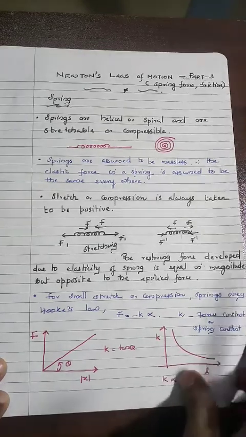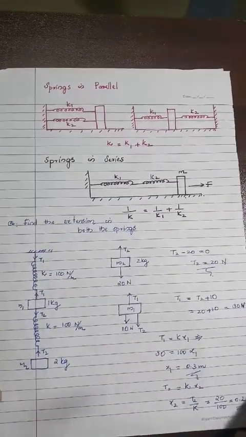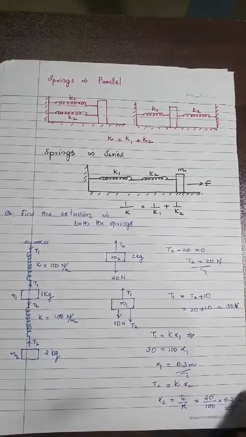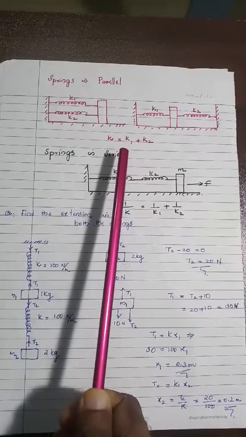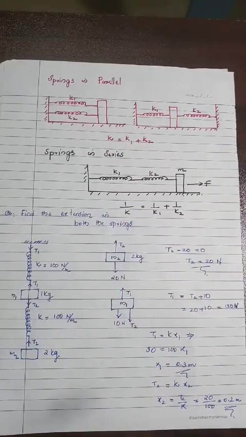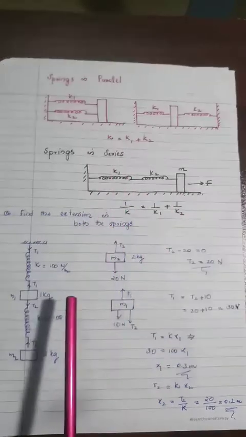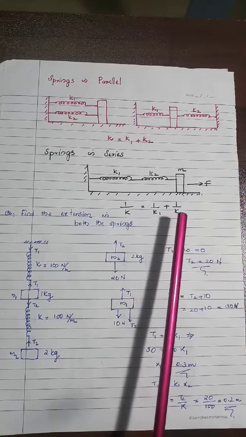We can move to the next concept. See, the springs in parallel: keep in mind the individual force constants are added together. For the springs in series, 1 by K effective takes the value 1 by K1 plus 1 by K2.